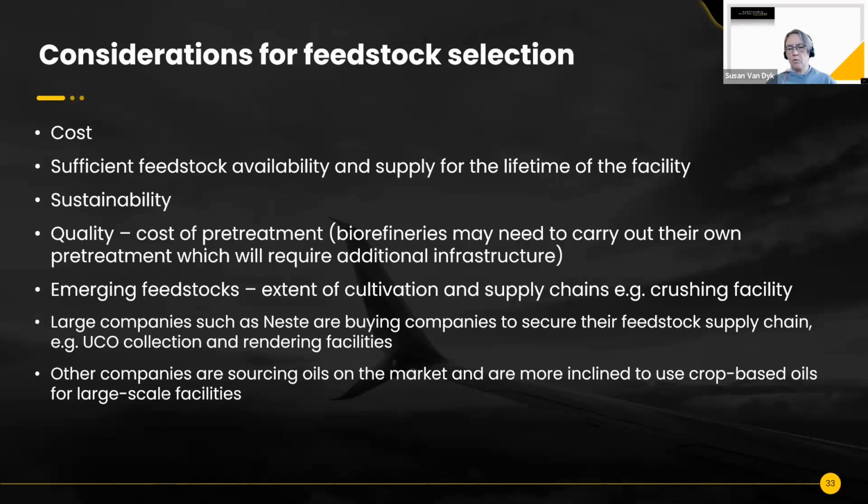There are many companies all over the world. Neste is a company, ST1 in Sweden, and they are actually buying used cooking oil companies so that they can ensure that they're going to get a supply for their SAF refineries. And the bigger the refinery, if you're starting to look at billion liters, it might be difficult to source used cooking oil and animal fats. So it's likely that the bigger the facility, the more they might have to start looking at vegetable oil feedstocks.